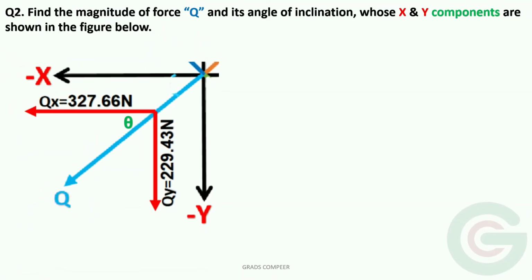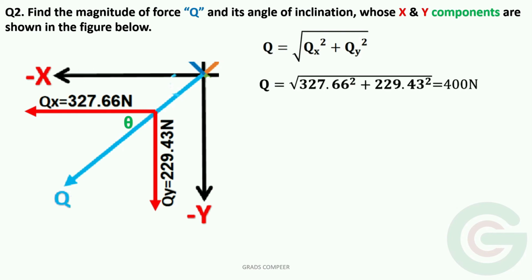The magnitudes of the components of force Q are given, Qx and Qy, and we need to find the magnitude of force Q and also its angle of inclination theta with respect to the given axis. This is very simple. The magnitude of force Q can be obtained from Q is equal to root of Qx square plus Qy square. Substituting the magnitudes of Qx and Qy, we get Q is equal to 400 Newton.